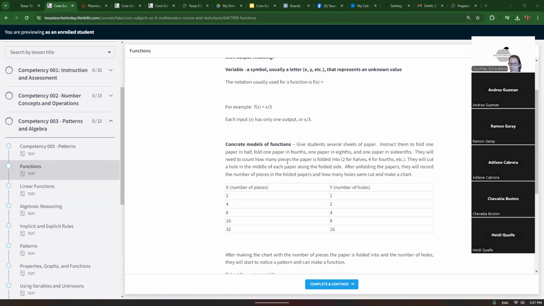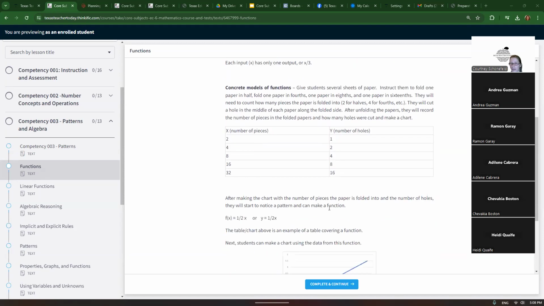So what you can do is show students to fold paper, some in half, some in fourths, etc. And then they cut a hole in the middle of each paper along the folded side. And when they unfold it, they record how many holes are in it. If they fold it in halves, there's only going to be one hole. If they fold it into fourths, there will be two holes, and so on. So this is an example of a function: the number of pieces and the number of holes that they're going to get.